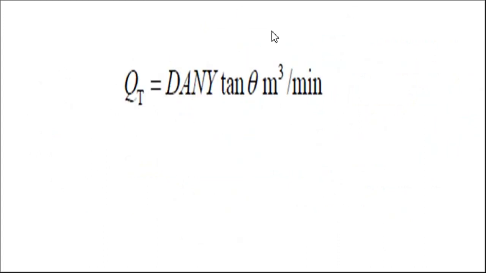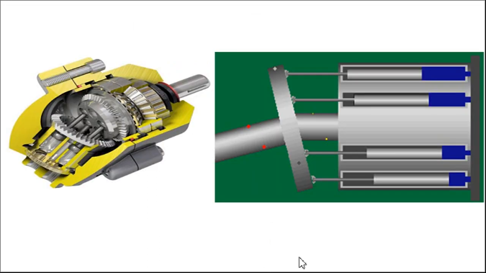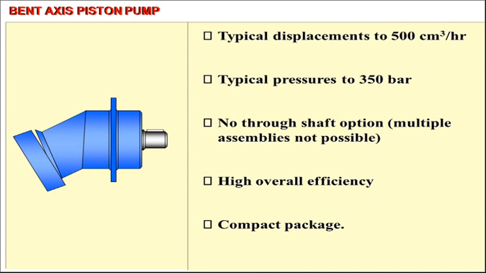This is the formula for calculating the theoretical discharge for a bent axis type of pump. n is the number of pistons, y is the dimension of yaw, theta is the angle between the two axes, and d is the diameter of the piston. We will study this in detail later. This is the same diagram.